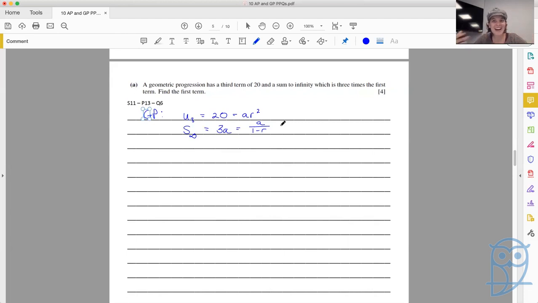So again, you see the value and the power of the summary. Here we have 2 lines, which means we have 2 equations. And in each equation, we have 2 variables. So 20 equals ar squared, and 3a equals a over 1 minus r. So we can solve these simultaneously for r and a, which is the one that we are looking for. So what is going to be the simplest way to do this? This is not such a nice one.